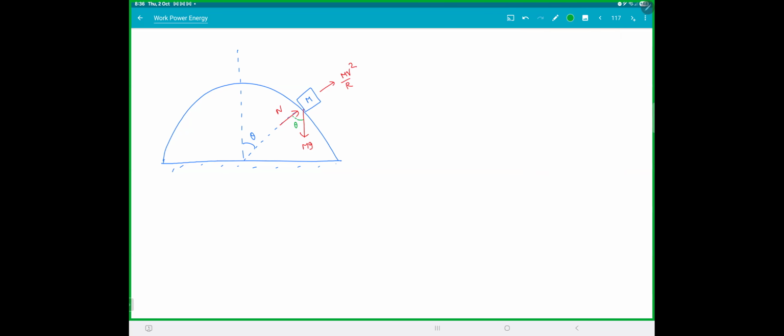So mg components will be mg sine theta and mg cos theta. So normal reaction plus centrifugal force minus mg cos theta is 0. When it loses contact and N becomes 0, you get v is equal to root over rg cos theta. So when this block gains this much speed, it loses contact.